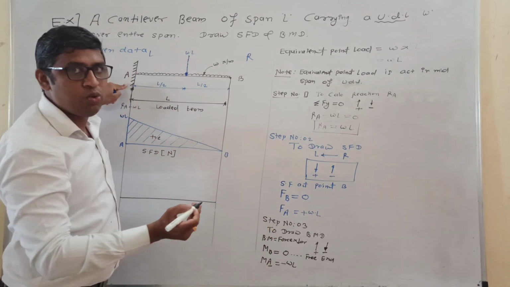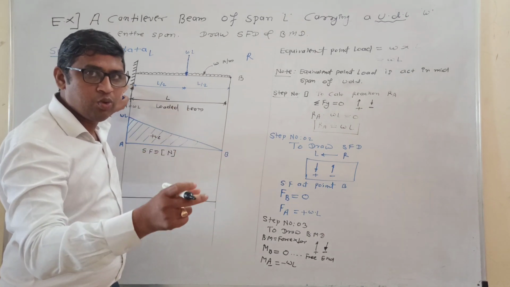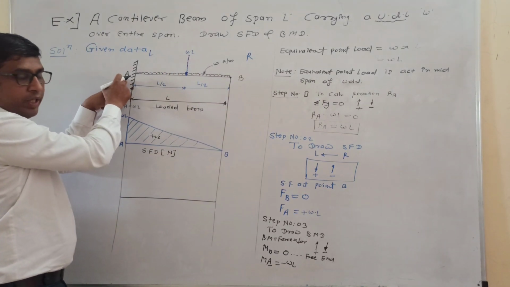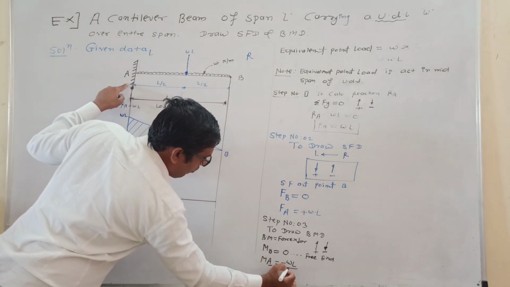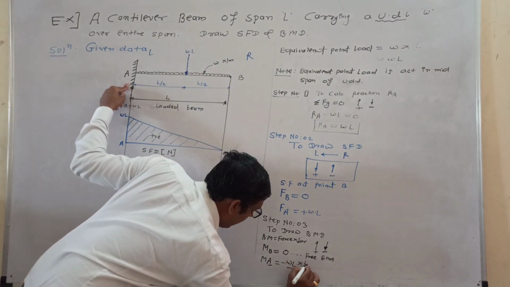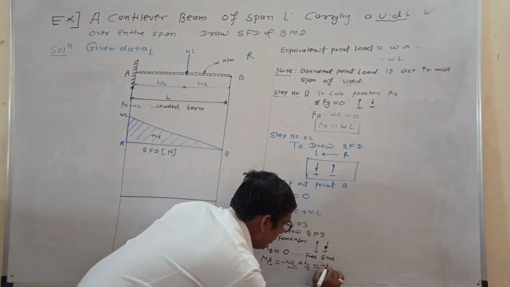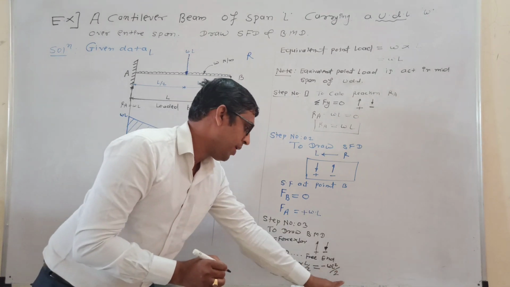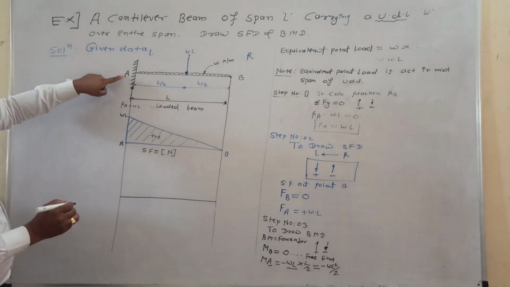And our concept is what? Bending moment is force into perpendicular distance about that point. Okay, and this force is minus W into L. The perpendicular distance is L by 2. And our final answer is minus WL square by 2. This is the bending moment about point A.